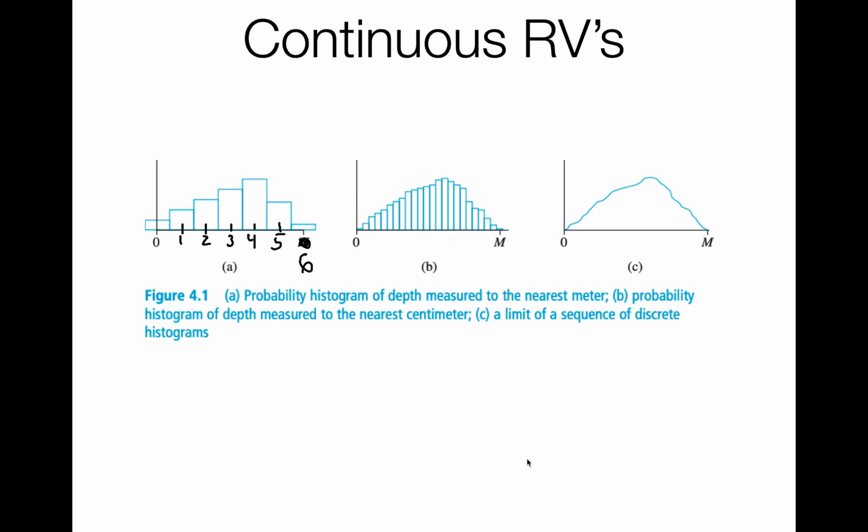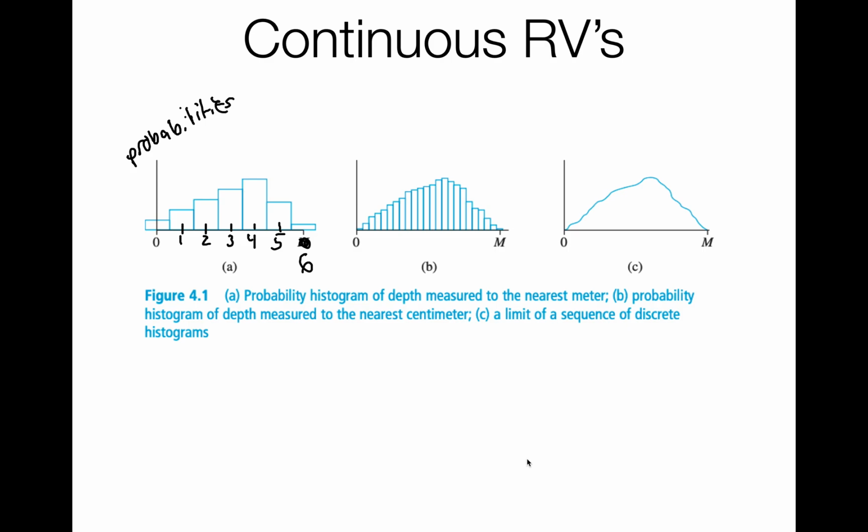So by what we know about PMFs, we know that all of the bars have to add up to 1, or the heights of the bars all have to add up to 1. And so that's why this thing is called a probability histogram, because the thing on the y-axis are probabilities.